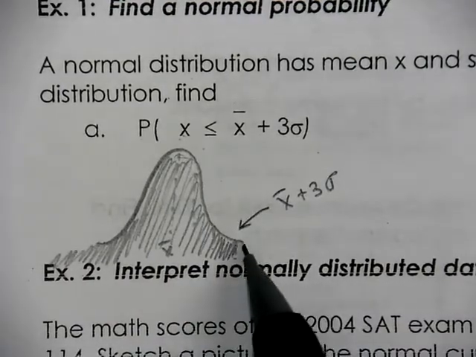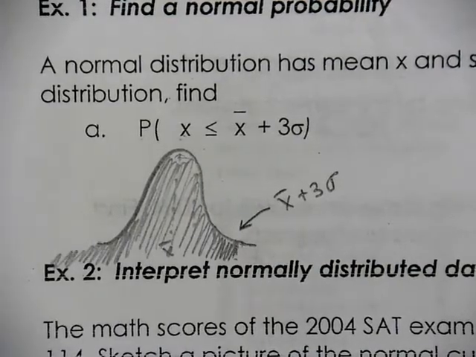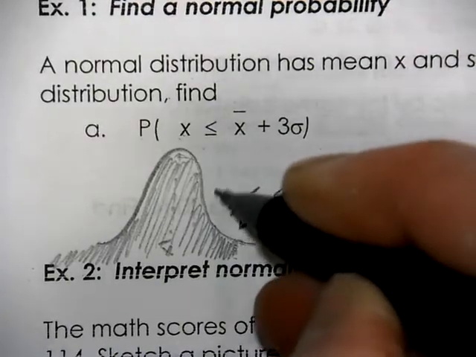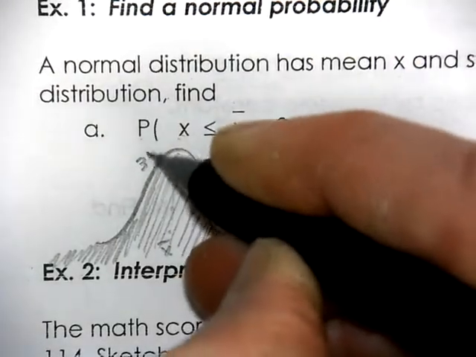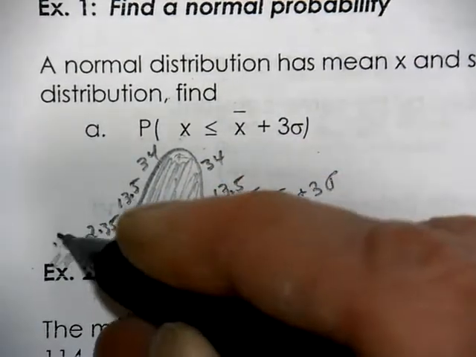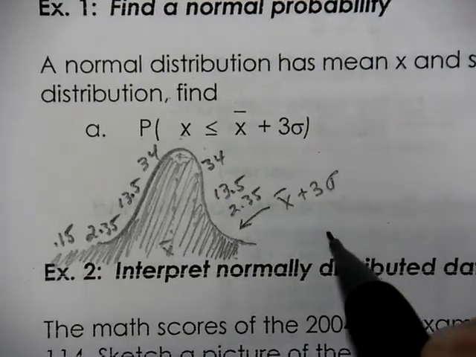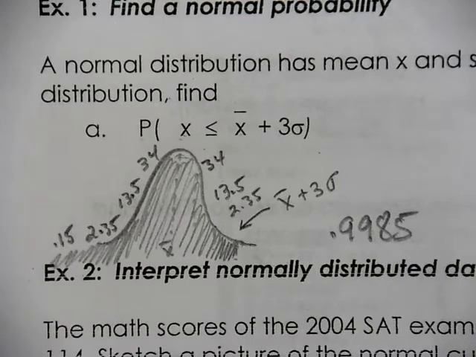In other words, you're not going to pick a value that is greater than that. Well, a lot of it's shaded, so it's a really high probability. You could say the 2.35, the 13.5, the 34. On this side has 34, the 13.5, the 2.35, and the 0.15. You could add that all up, and you would get 0.9985. That would be your probability that you would pick a value less than 3 standard deviations above the mean.